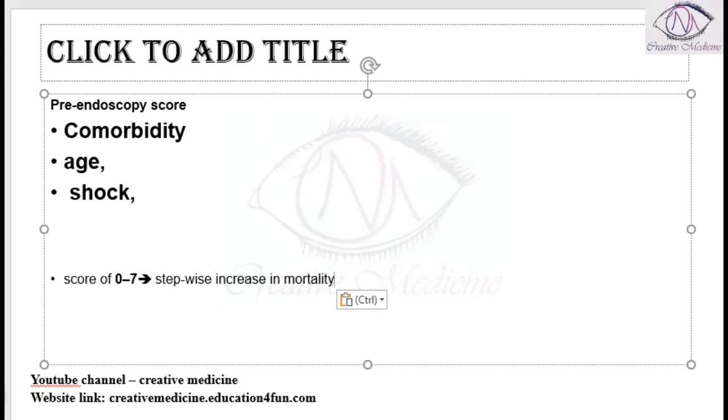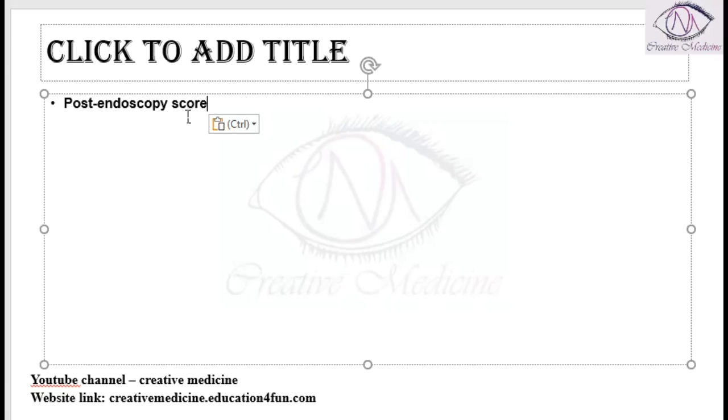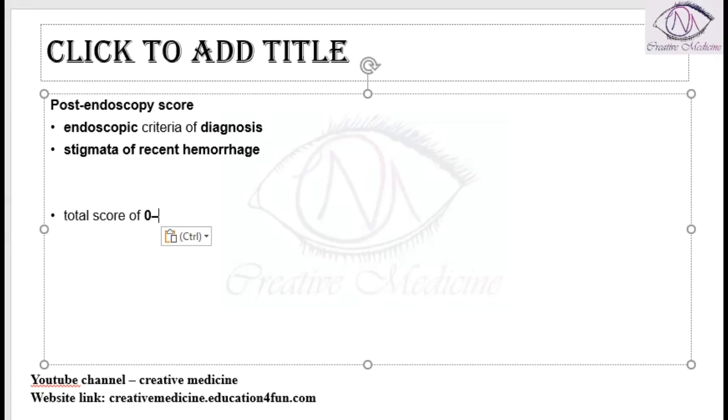This is the pre-endoscopic score, whereas the post-endoscopic score mainly includes the other two. That is the endoscopic criteria at the diagnosis, and it also includes the stigmata of the recent hemorrhage. In the post-endoscopic score we mainly include a score of 0 to 11, right?